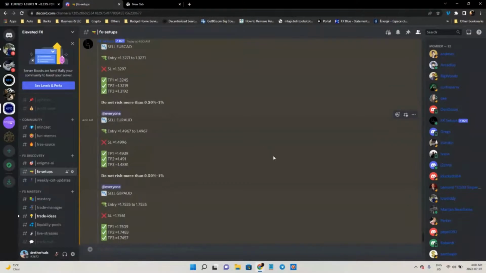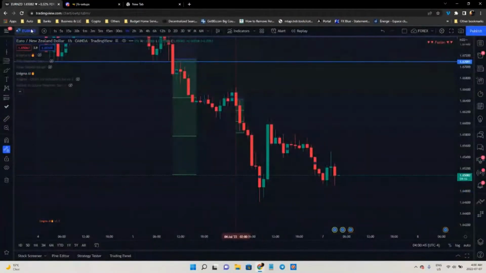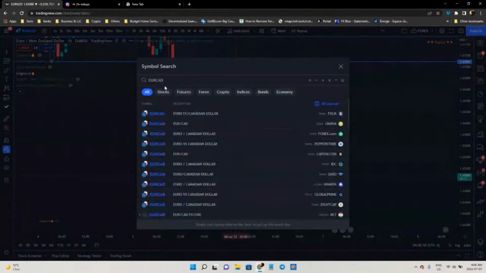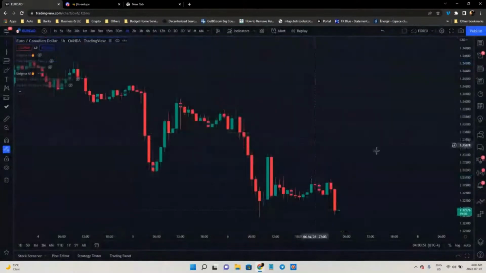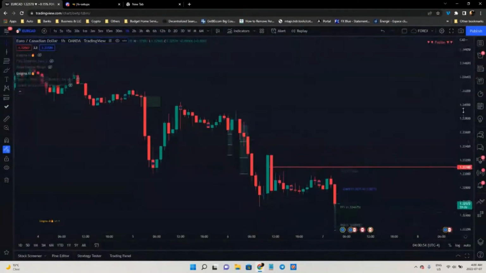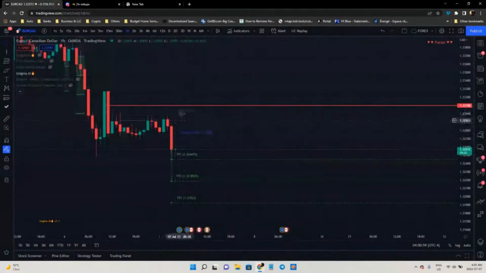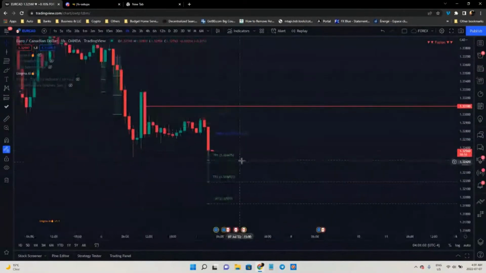So I'll just show you that for a few seconds. I'm just gonna go back. I'm gonna look at the AUDCAD. That may be something to look at because I'm looking for CAD here for the week. So this is a setup. That's exactly how it's plotted here. So you have the stop loss, you have the entry, and you have the TP zones here.